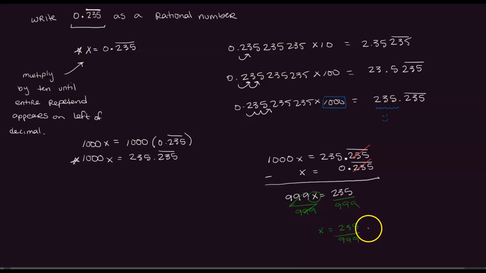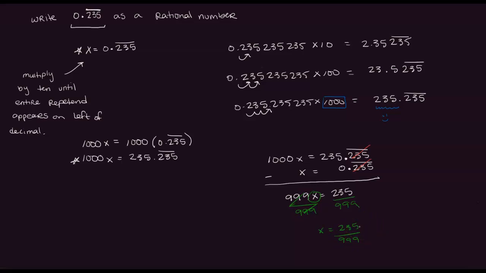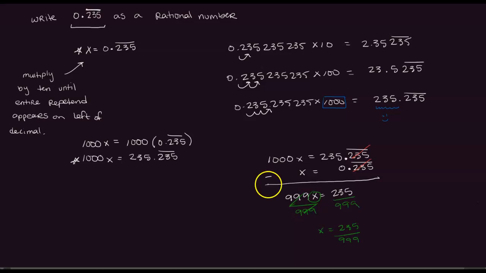And we can check to see if this simplifies. You should always check to see if your fractions can be written in a simpler form. And my calculator says it cannot, so that would be our final answer. But you should also check that when you divide this on your calculator, 235 divided by 999, you get a decimal that does look like 235 repeating.